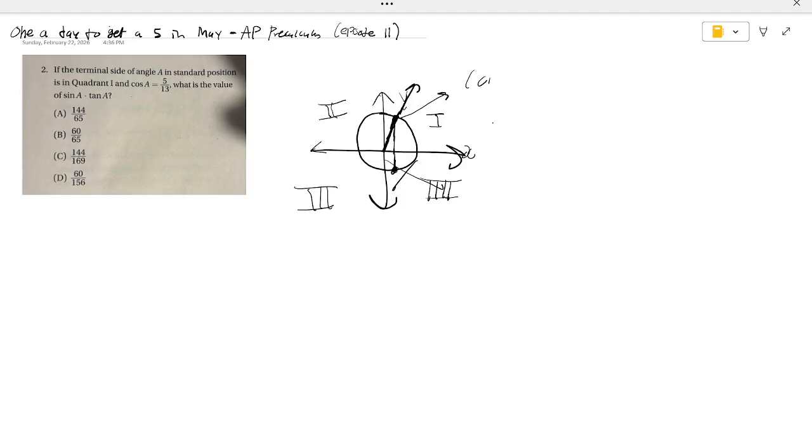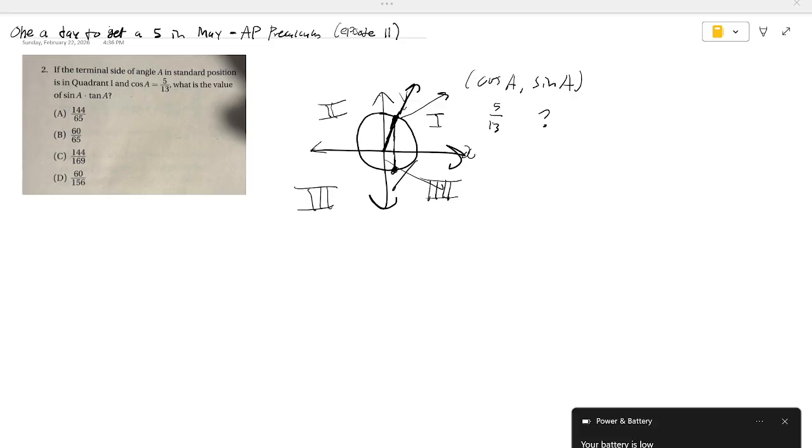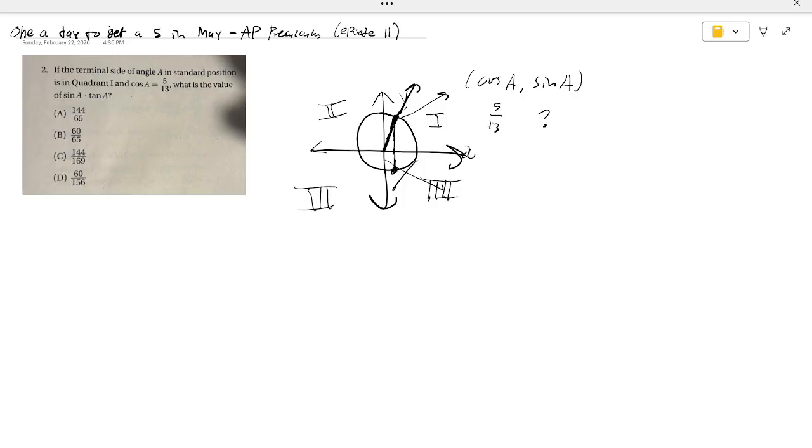This is cosine A, and sine A is the y-coordinate, and then this is 5/13, and we don't know what sine is, right? And we're going to want to know what sine is, and we're going to want to know what tangent is, so we can evaluate sine times tangent, right? And what we're going to use for that is the Pythagorean identity, or one of them, because there are 3. So sine squared of A plus cosine squared of A is equal to 1.